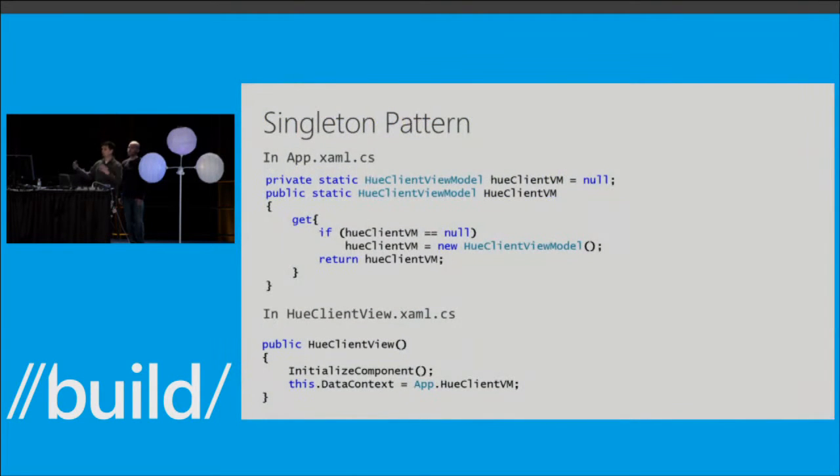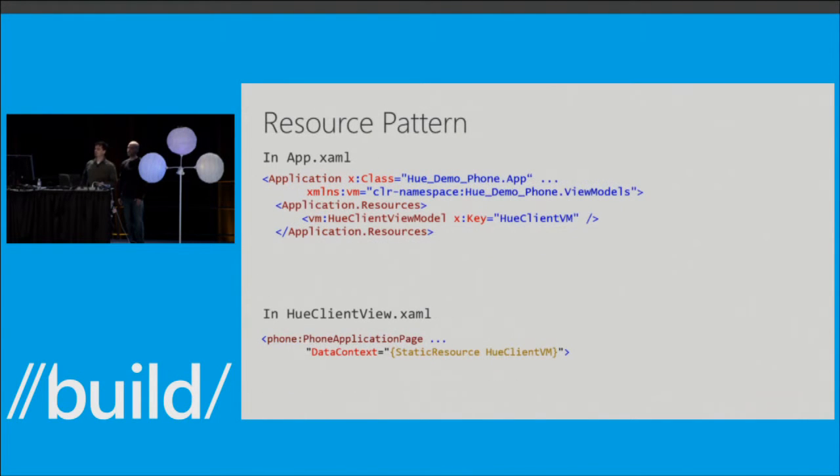Here's the singleton pattern in slide form. Inside of our app.xaml.cs, we have a public-private singleton model. If it doesn't exist, we create it, and then inside of our XAML.cs, we have this one line of code inside the initialization: this.DataContext = App.HueClientVM, and now the data context for our view is set appropriately.